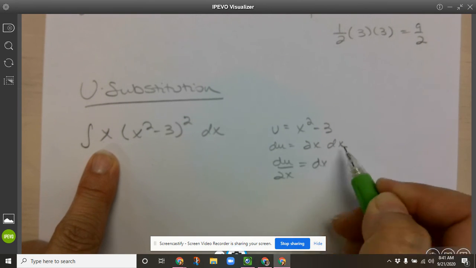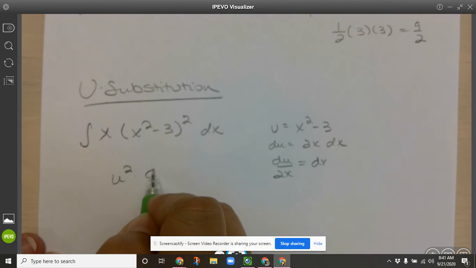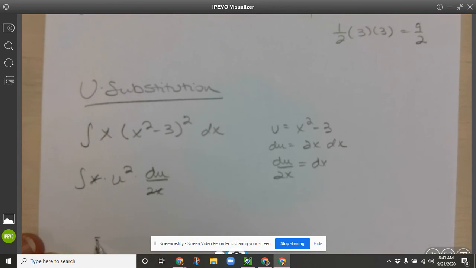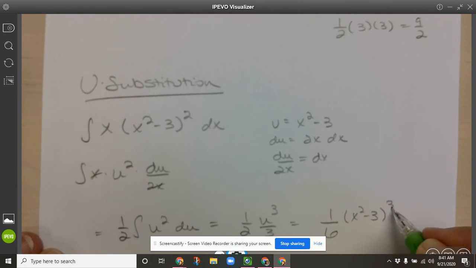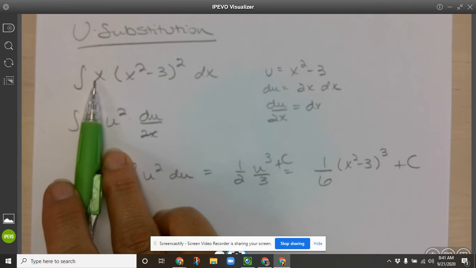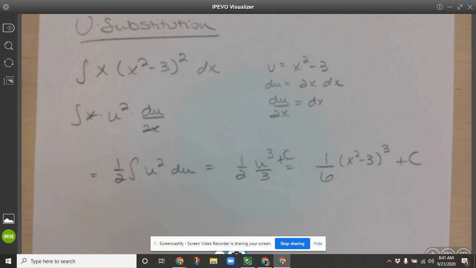If we do it by solving for dx, then we get u squared times du over 2x, and my x's divide out, and I have 1/2 integral u squared du. 1/2 u cubed over 3, which is 1/6 x squared minus 3 cubed. Whoops, plus c. I forgot my plus c over here. Plus c there on the end. So having that x being multiplied out there, having that derivative that we can divide out, makes u substitution possible.